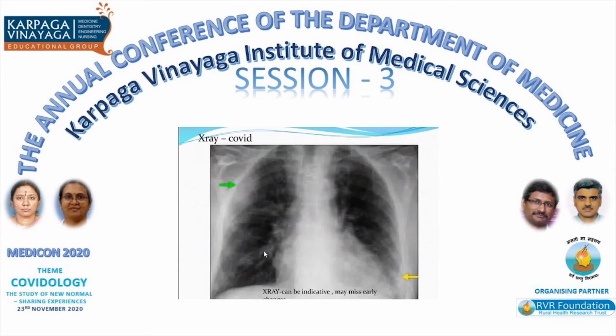So this is an X-ray chest in COVID. See, these are the ground glass changes which are seen at the periphery. Again, some ground glass changes, but these are very subtle and can be missed, and ultimately you may require HRCT.